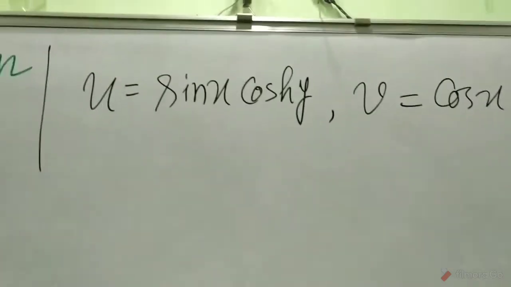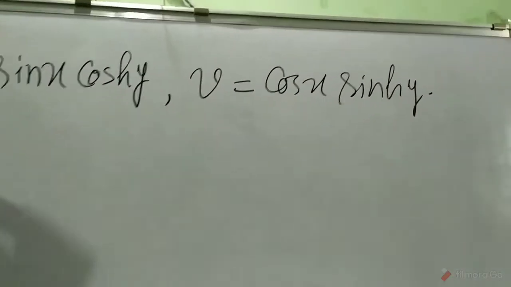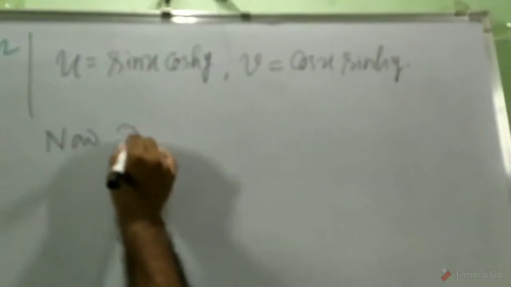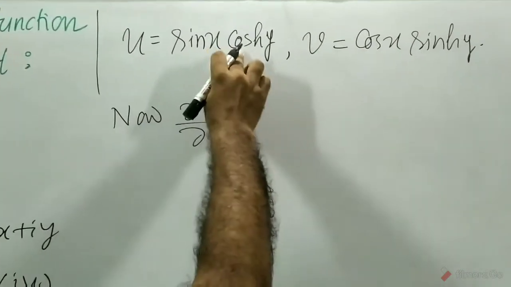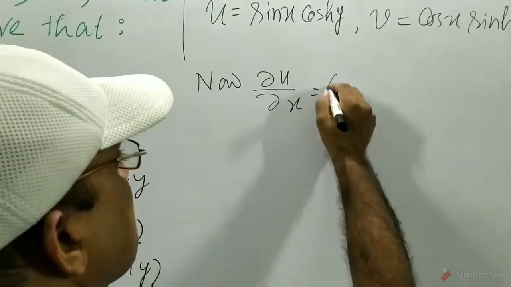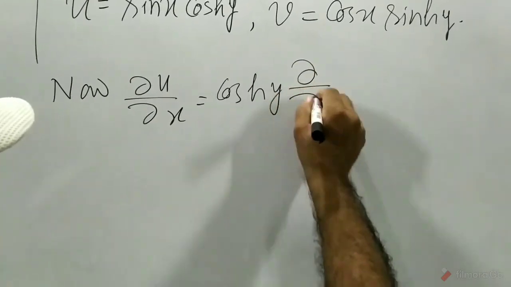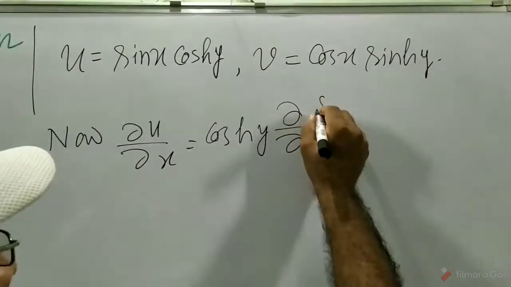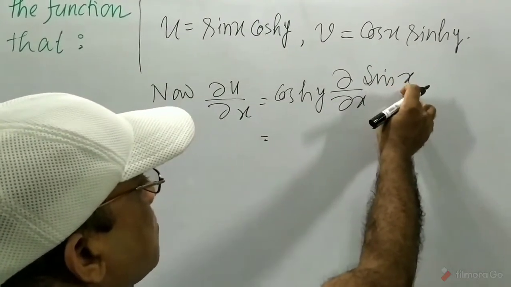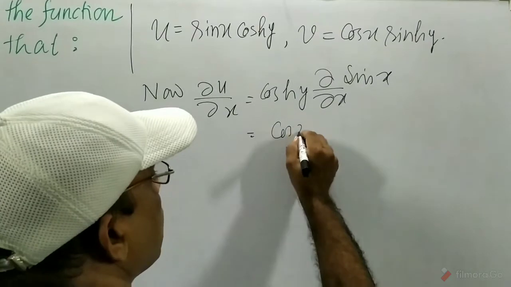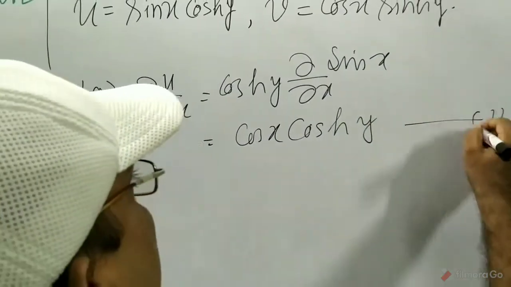Now we want to find del u/del x, del u/del y, del v/del x and del v/del y. For del u/del x, we differentiate partially with respect to x. Cos hyperbolic y is constant, so it stays outside, and the derivative of sin x is cos x. So we get cos x cos hyperbolic y. This is number 1.